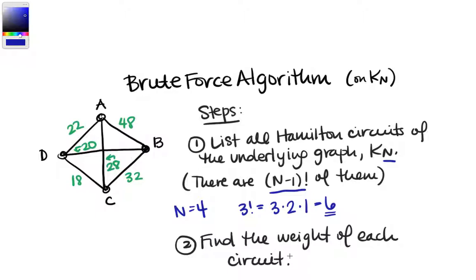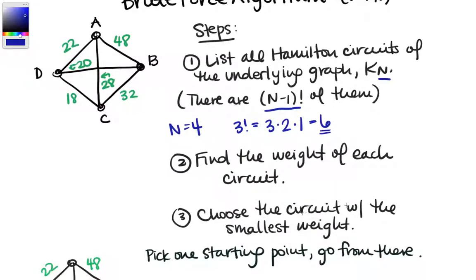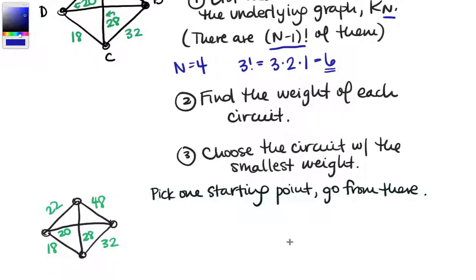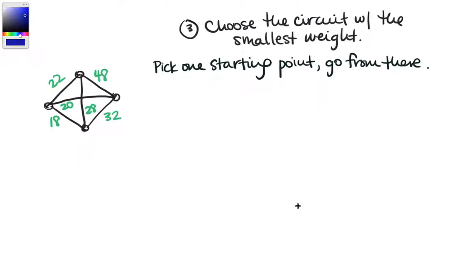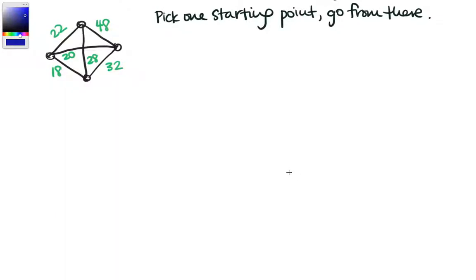After you've listed out the circuits, you find the weight of each one, and surprise, surprise, you choose the circuit with the smallest weight. Okay, so let's go ahead and deal with this example. It's the same graph we saw above, and we are going to pick a starting point and go from there. Let's fill in our labels, and we're just going to choose to start at A.